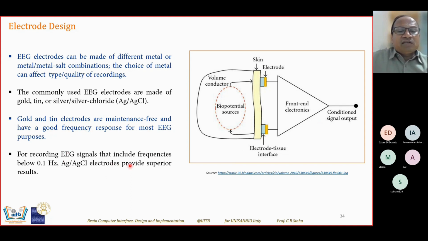For recording EEG signals that include frequencies below 0.1 Hertz, a very low frequency, silver and silver chloride electrodes provide superior results. You can understand these are extremely low frequencies, and we know that silver has very high conductivity, and therefore we use silver kind of materials. So what is our application? What type of quality of recording do we want? Accordingly, the design of the electrode. So this is what I was telling you.